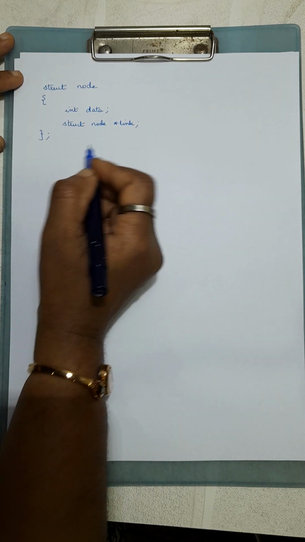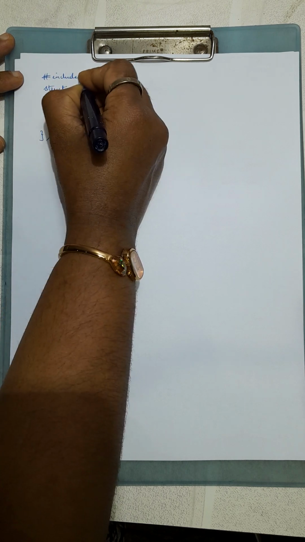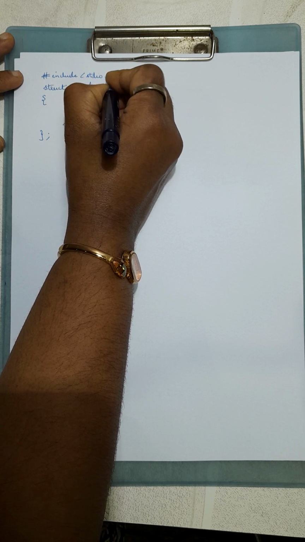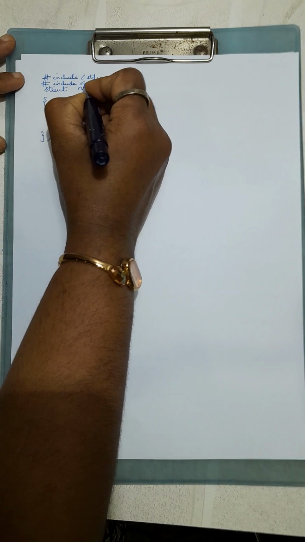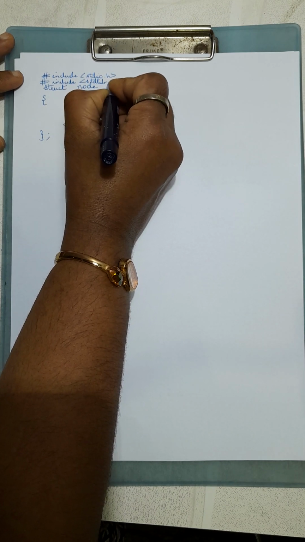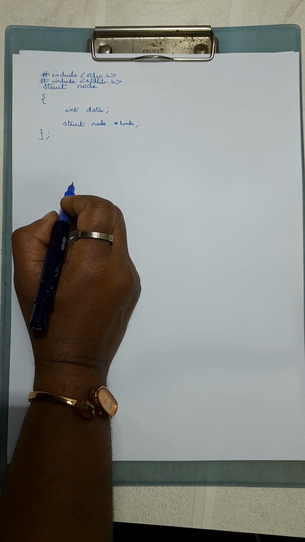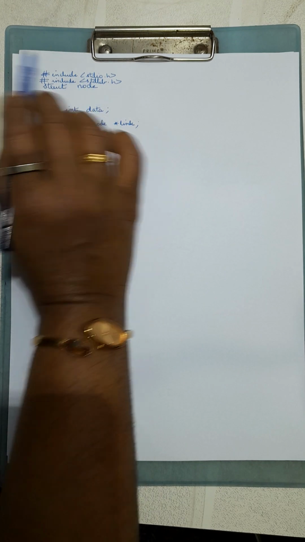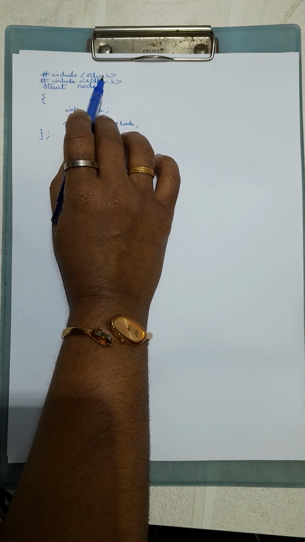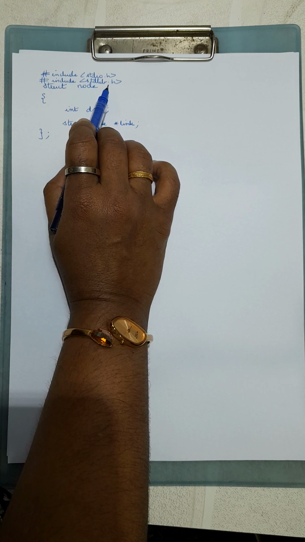Okay, so the header files that will be needed are #include stdio.h and #include stdlib.h. stdlib.h is mainly used because it supports the dynamic memory allocation functions like malloc, calloc, realloc and free. So I'll be using stdlib.h here. The first header is for standard input output statements, the second one is for dynamic memory allocation.